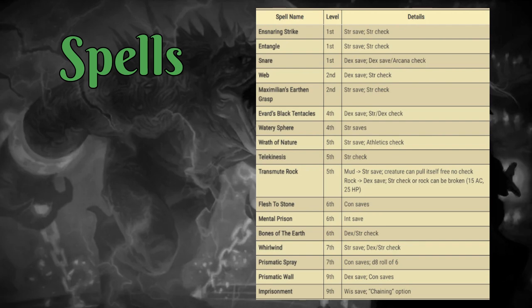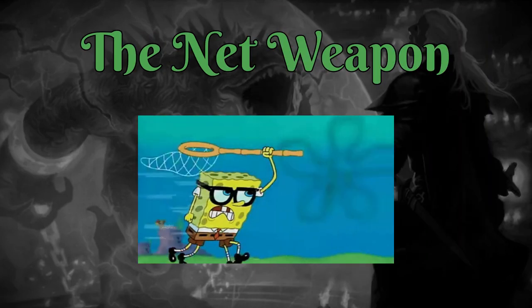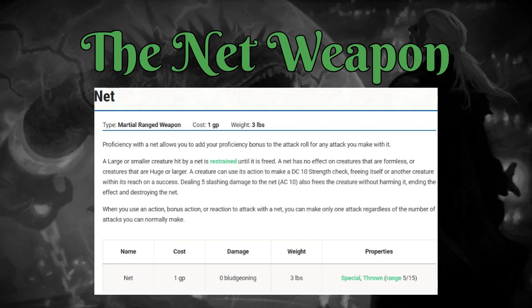Another easy way to cause the Restrain Condition is with the Net Weapon. This special martial ranged weapon restrains the creature that you land an attack on. You can only make 1 attack per turn with the net, even if you have extra attack, and its range is limited to 15 feet. A creature can break free from the net with a DC 10 strength check or by dealing 5 slashing damage to it, which also destroys it.